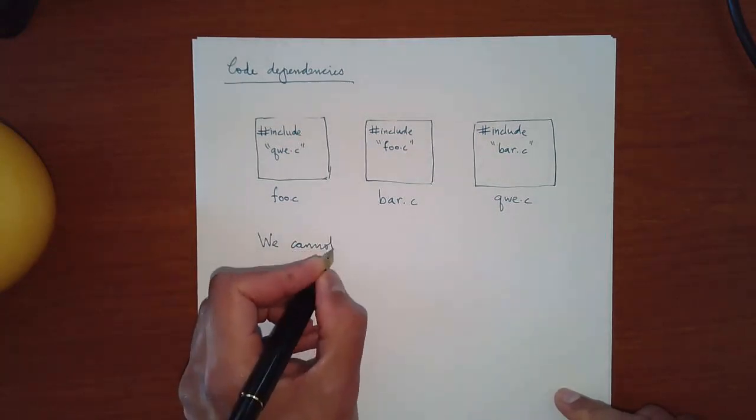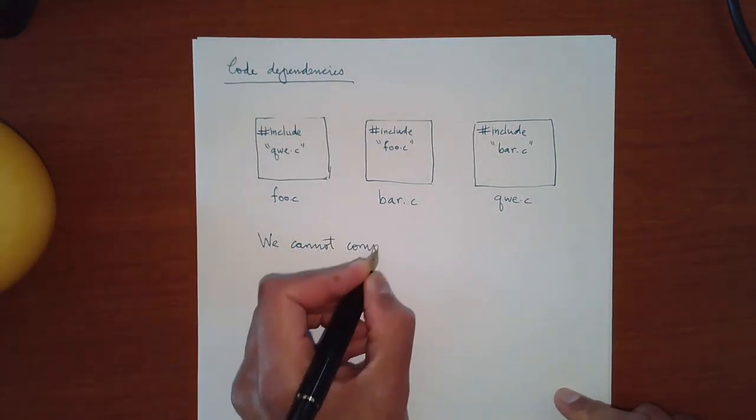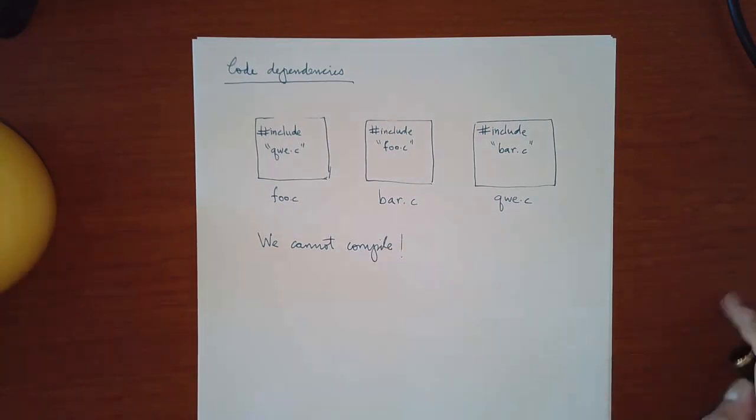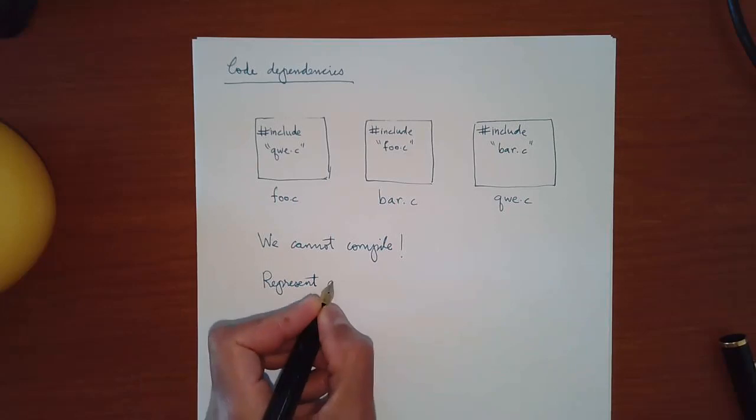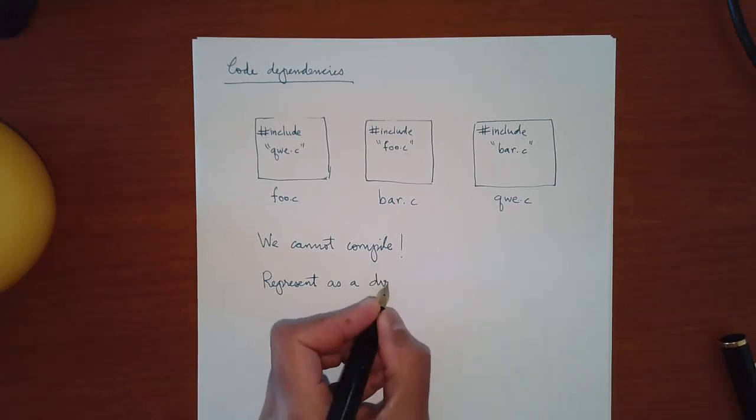We cannot compile the code. And the way that you represent this is as a directed graph.